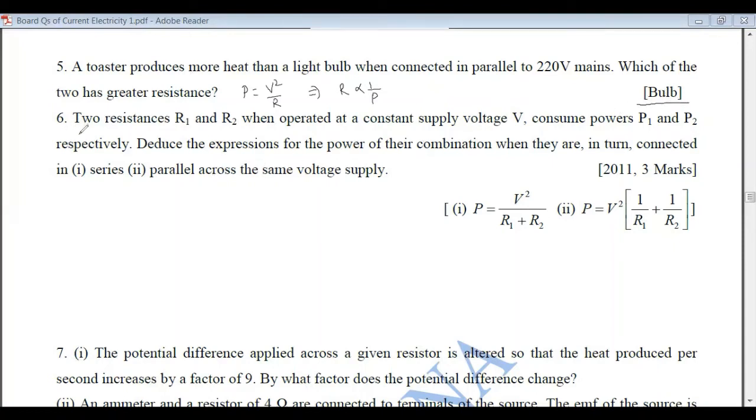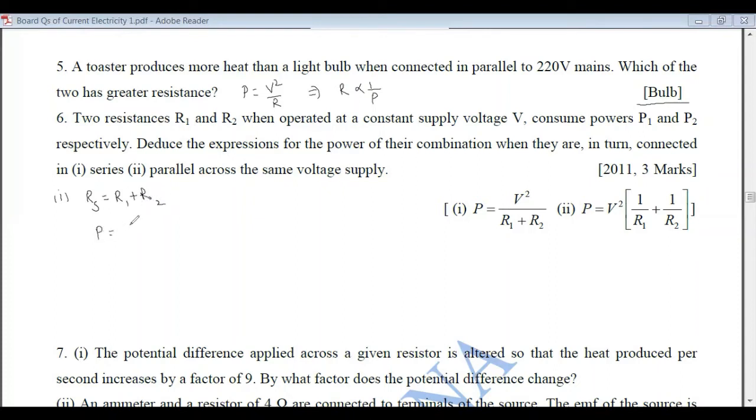Question number 6 is: two resistances R1 and R2, when operated at constant supply voltage V, consume powers P1 and P2 respectively. Deduce the expression for the power of their combination when they are in turn connected in series, and the second part in parallel. Let's do the first part, when they are connected in series. We know that when they are connected in series, the equivalent resistance in series will be R1 plus R2.